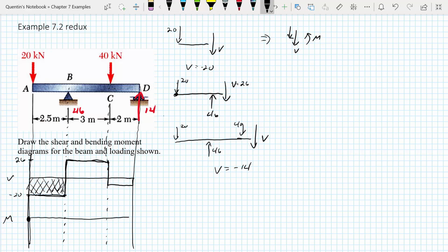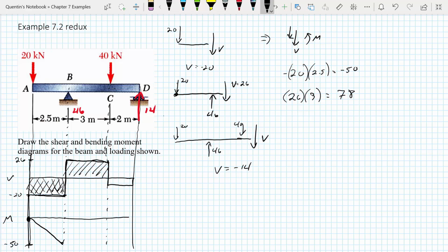So what is that area? It's 20 times, and for what it's worth, it's a negative 20, right? Times 2.5. So it's minus 50. So it changes by 50. So from here to here, you end up at minus 50. So it changes nice and linearly, by 50. And then what's the area of this curve? Well, the area of this curve is 26 times 3. So what is that? 78, I believe.